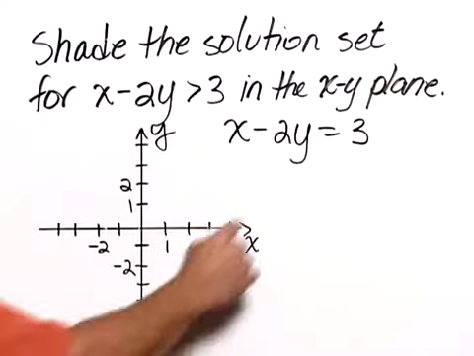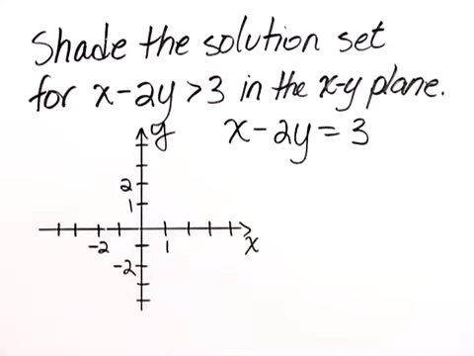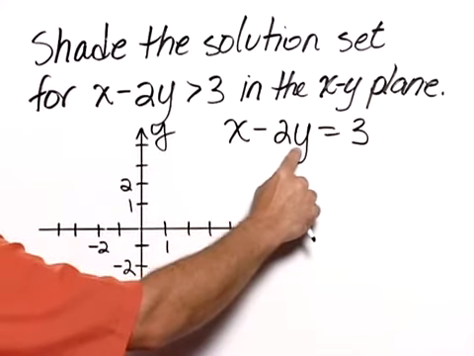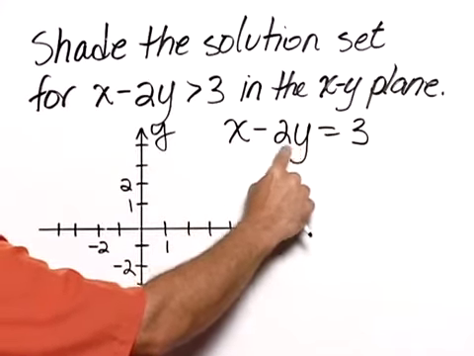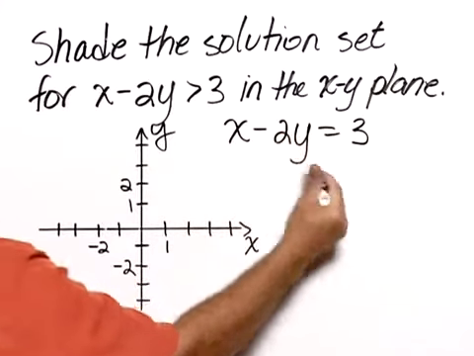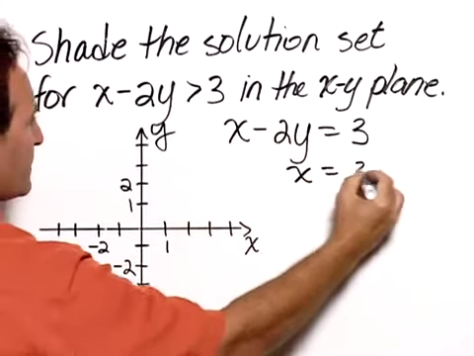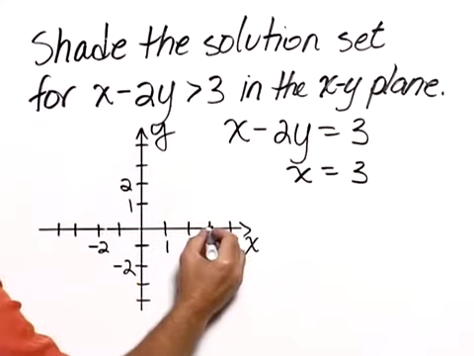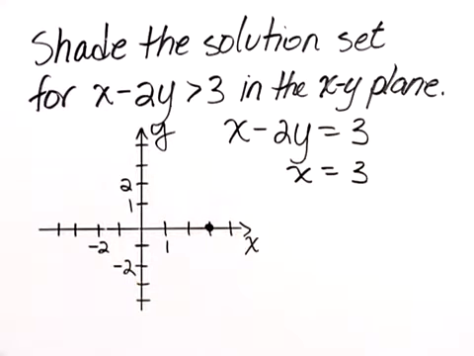So the one way we could graph this would be to find the intercepts. If we want the x-intercept, we set y equal to 0. 2 times 0 is 0, so we get an x-intercept, x equals 3. That would be on the graph right here.